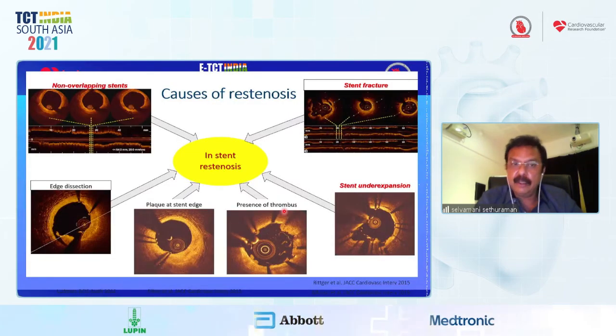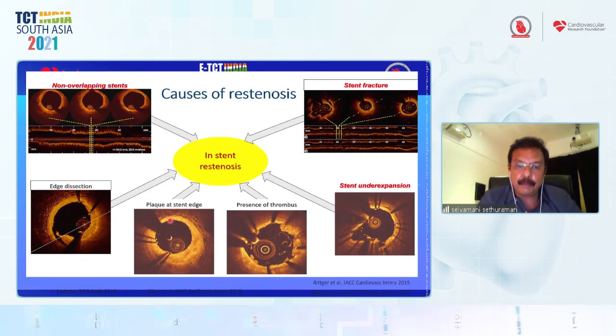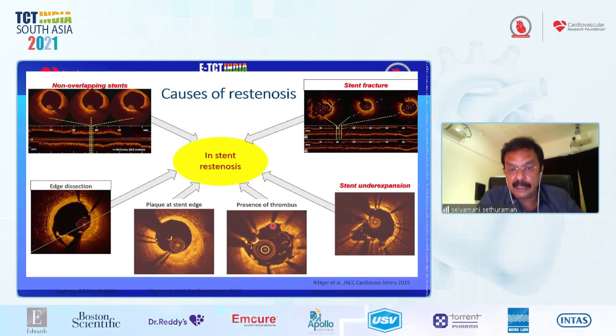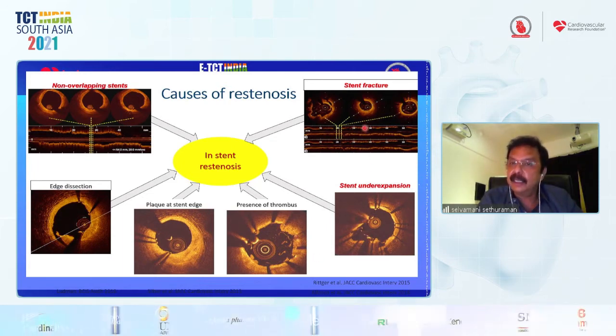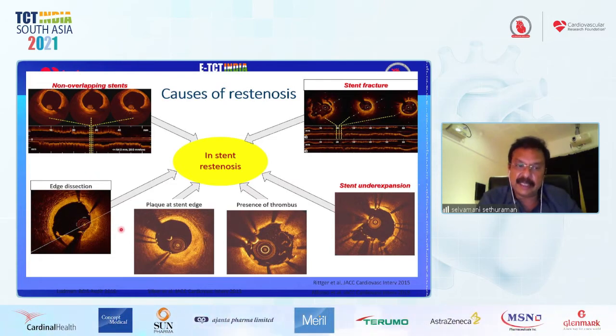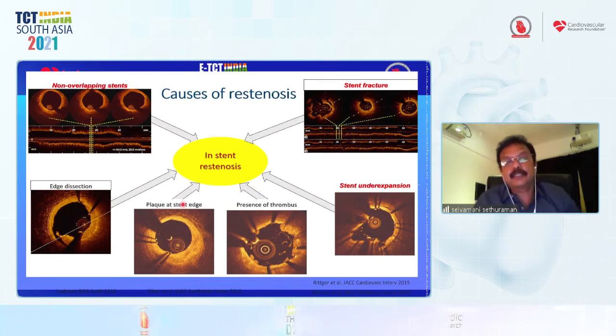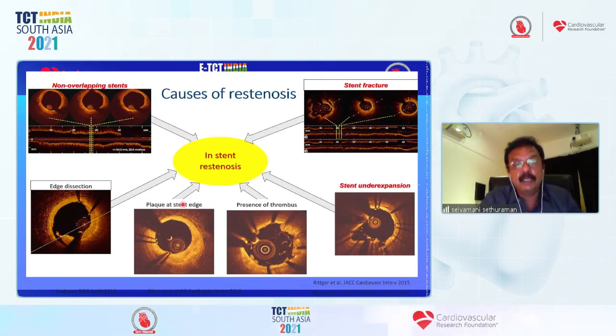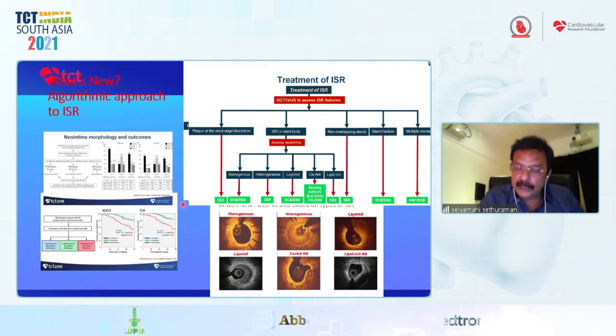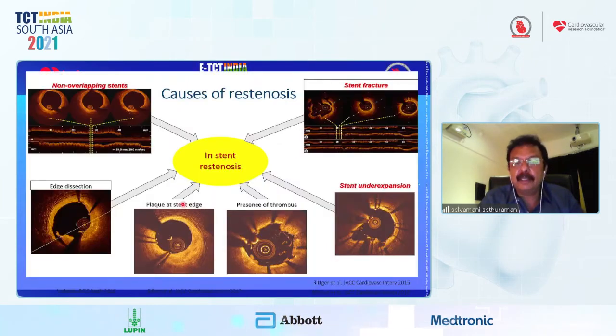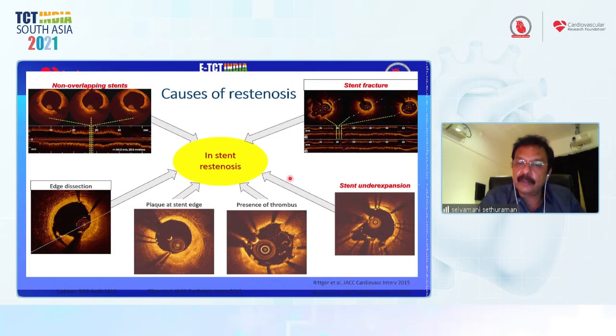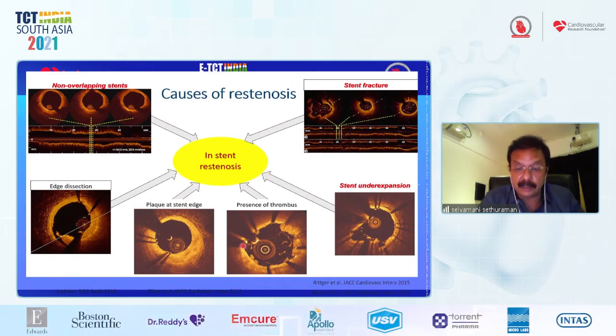Coming to ISR again, the causes for restenosis: very important is landing in a plaque which has more than 50% plaque burden, presence of thrombus, and stent underexpansion is one of the important reasons. And of course, stent fractures and then stent edge dissections. These are some of the reasons for in-stent restenosis. Even after 6 months, it can be early, late, anytime. These are the important reasons, and to make them out, imaging is very, very useful. And if you use imaging upfront, many times you can reduce the stent failures themselves.